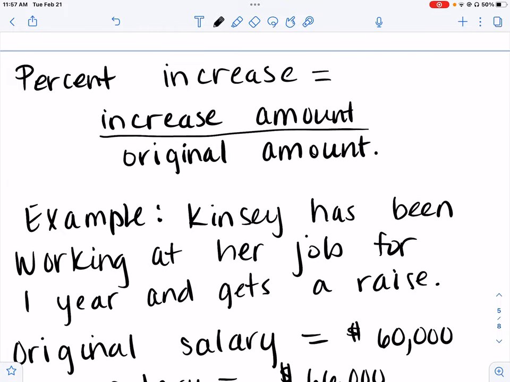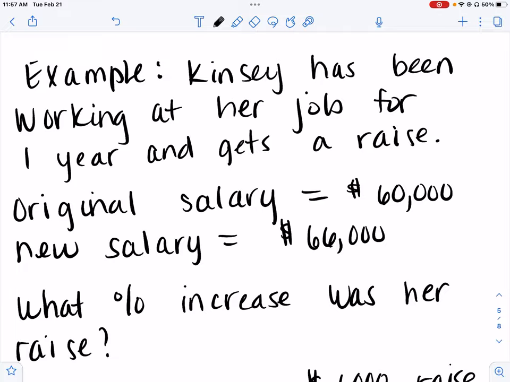Okay, a percent increase is you take the original amount and you put it on bottom, on top the increase amount. Okay, for example, Kenzie, that's my daughter, has been working at her job for 1 year and she gets a raise. Let's say her original salary is $60,000 and her new salary is $66,000. What percent increase was her raise?